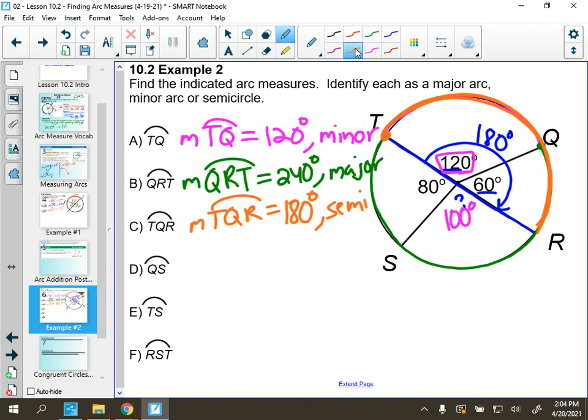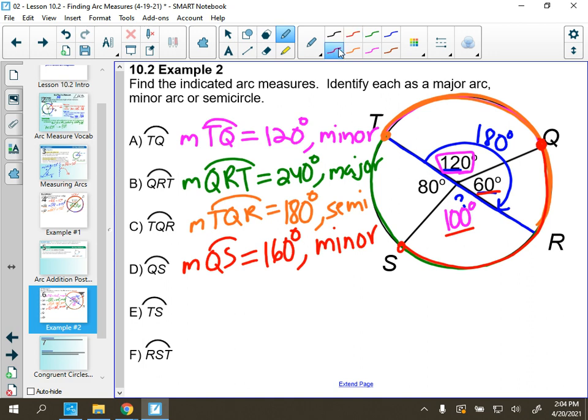A couple more here. What do we got? What do we need? A red? How about that? The measure of our QS. I can tell already it's going to be less than 180. Let's just see. Start at Q, get all the way around to S. So this 100 plus this 60, we're talking 160 degrees. Minor.